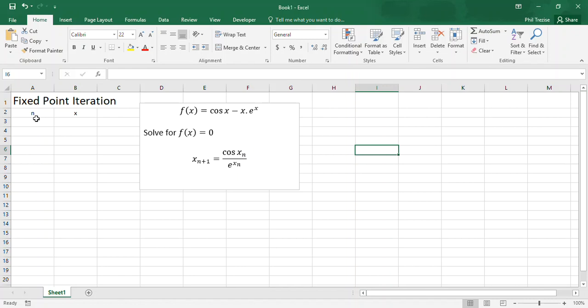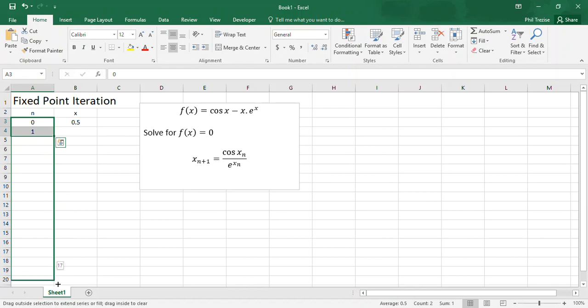So I've set up some headings here for n, the number of iterations. Start with 0, which is my initial guess. And if you recall from the previous video, we thought that the 0 for this function existed close to 0.5. So I'll put 0.5 as my initial guess. Now, the number of iterations is really just there for keeping track of how quickly this thing converges.